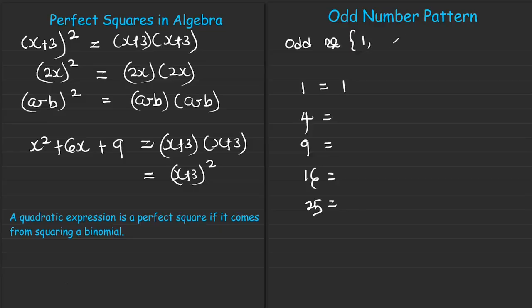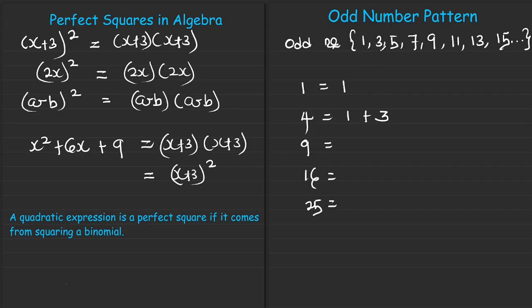So we have 1, then 3, 5, 7, 9, 11, 13, 15, and then it goes on and on and on. So if we take just the first one, we have 1. If we add the first odd number to the second odd number, what do you see? It gives us the second perfect square.